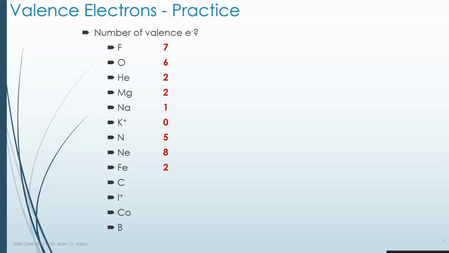Iron is a transition metal, so it only has the 2 s orbital electrons and no more. Carbon is 4. It's right in the middle of the 1 through 8 count. Iodine plus, iodine normally would have 7 valence electrons, but it lost 1, so it's only 6. Cobalt is one of the transition metals, so it's still only 2. And boron is in group 3A, or 13, and therefore it has 3.